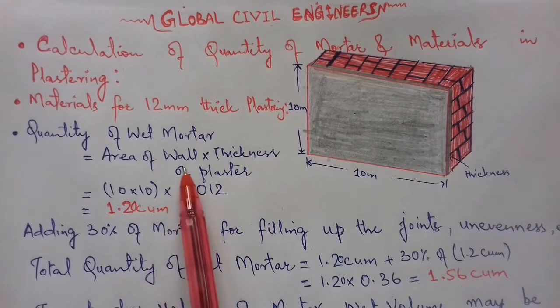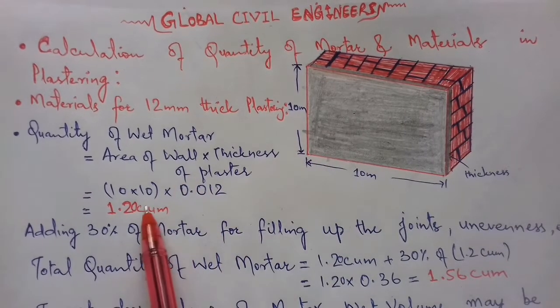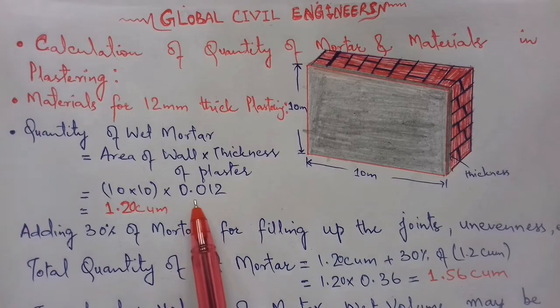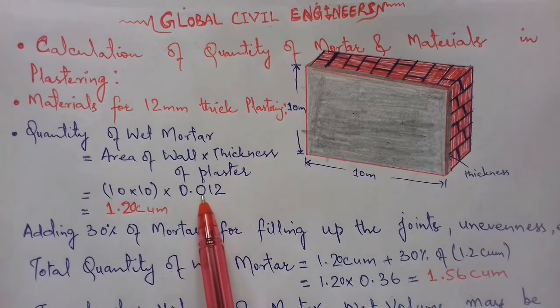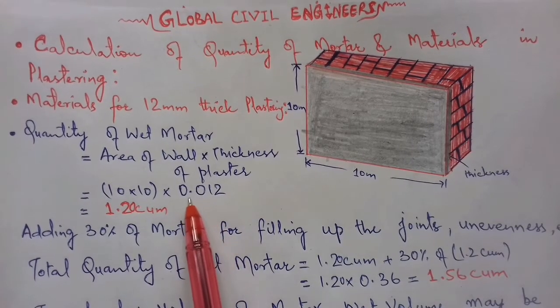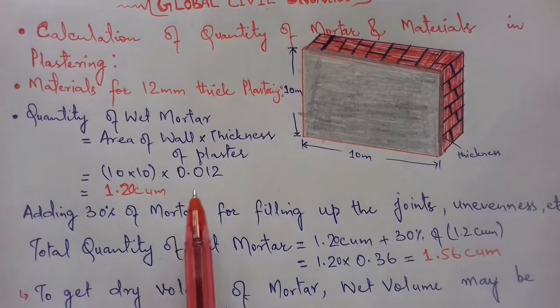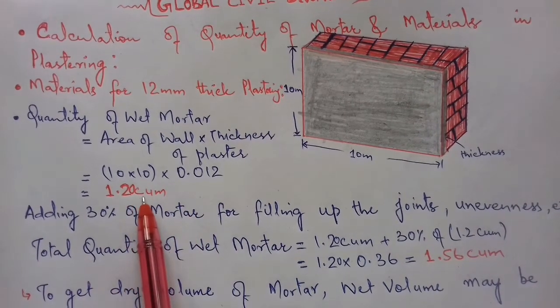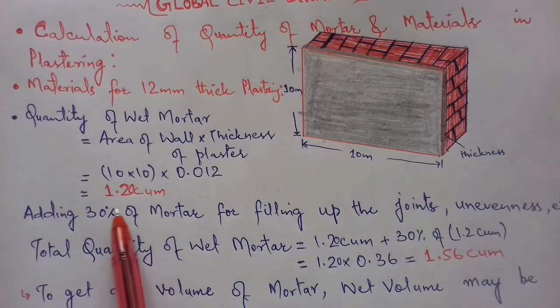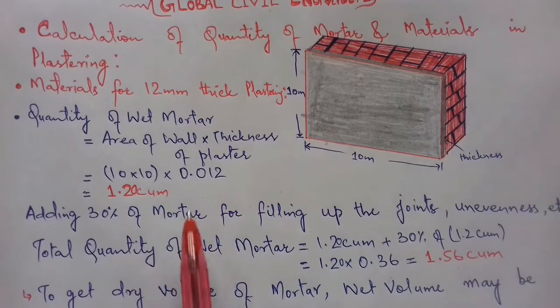So the area of wall here is 10 into 10, multiplied with the thickness of plaster, that is 12 mm. In meters it comes 0.012 meter. When we multiply these, we get our quantity of wet mortar to be 1.20 cubic meter.